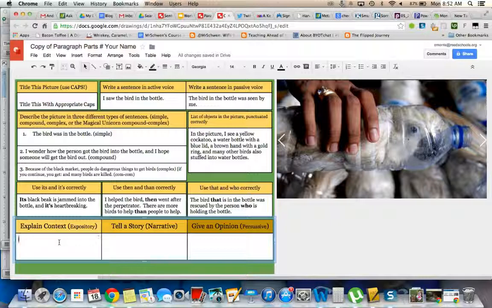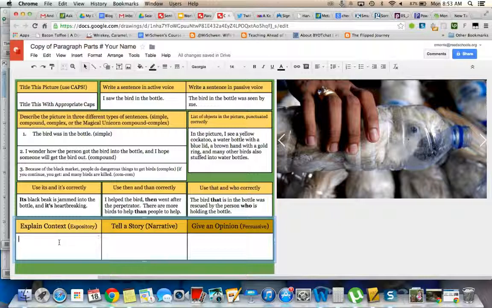Okay, I want to finish this during first period so we can move on during second period. So there's 3 boxes left. Okay. The first one says explain the context.